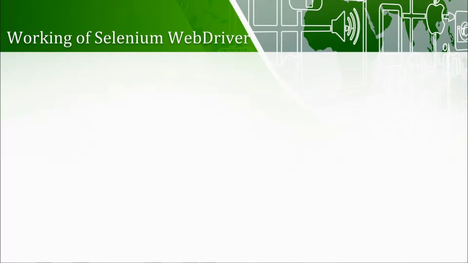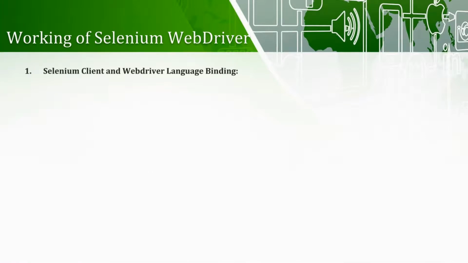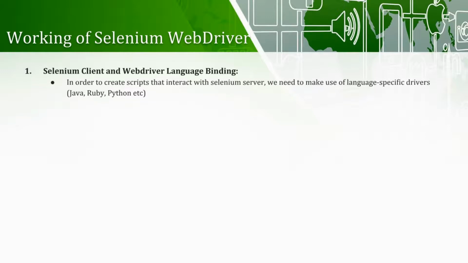Working of Selenium WebDriver. The first component is the Selenium client and WebDriver language binding. In order to create a script that interacts with the Selenium server, we need language-specific drivers. So basically it means that we need language-specific libraries so that the browser can communicate with the test script. What is Selenium server? Selenium server is nothing but a standalone executable file. The Selenium server receives the request from the test script and sends that request to the browser for execution.